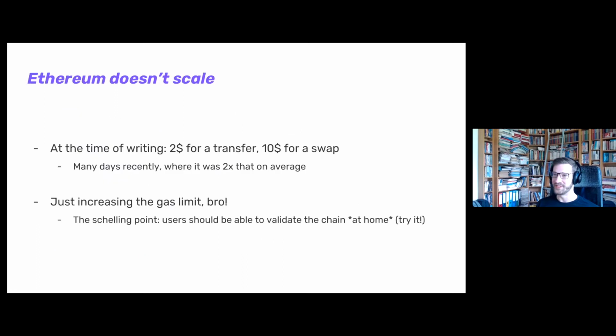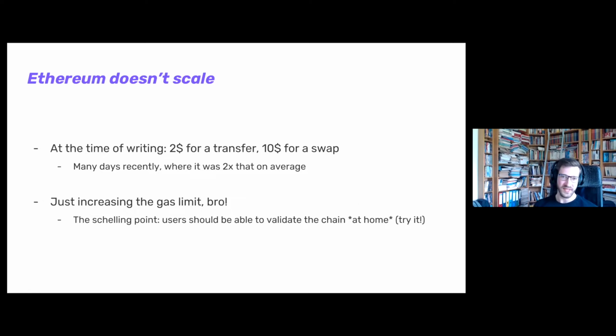Okay, so that's the basics. So all that's very great. The problem is that it doesn't really scale. Ethereum, if you use it recently, it's very expensive, $2 for a transfer, $10 for a swap. And that was, you know, a good day. On a bad day, it's like twice as expensive.